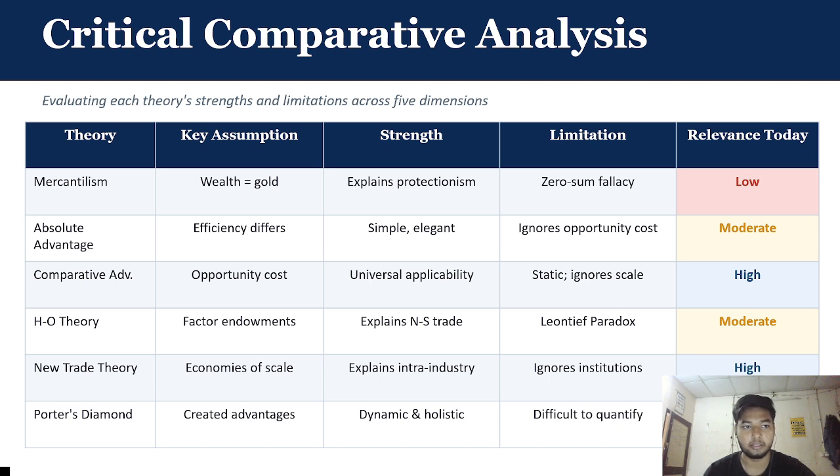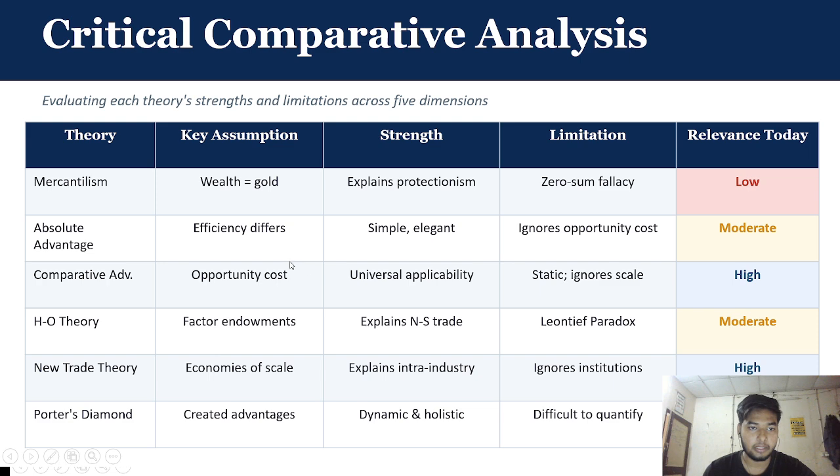There is a comparative analysis of the six theories: mercantilism, absolute advantage, comparative advantage, HO theory, new trade theory, and Porter's diamond. Here are key assumptions, strength, limitation, and the relevance today. There are two important theories that are working right now. First is comparative advantage and second is Porter's diamond. Comparative advantage focuses on the assumption of opportunity cost, and Porter's on created advantage. Strength is universal applicability, and limitation is that it is static and ignores risk. Why is Porter's relevance very high? Because it's dynamic and holistic, though difficult to quantify.